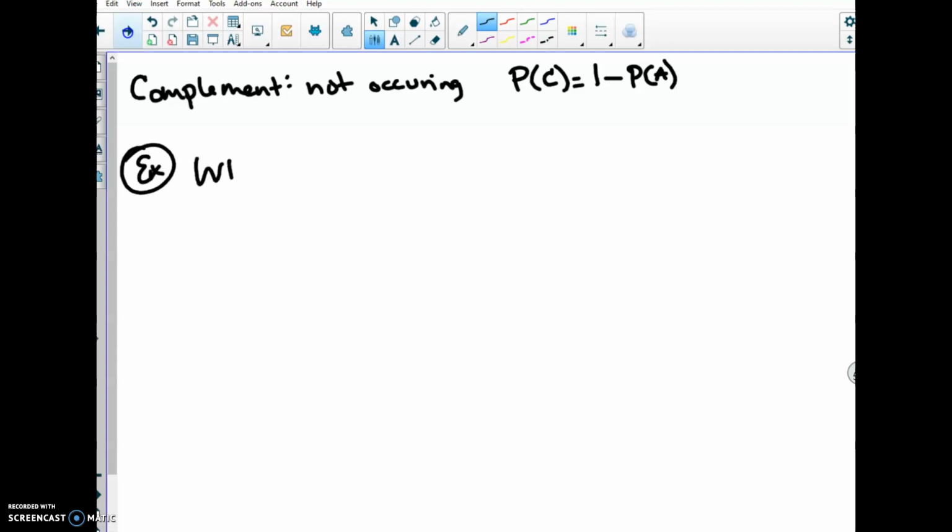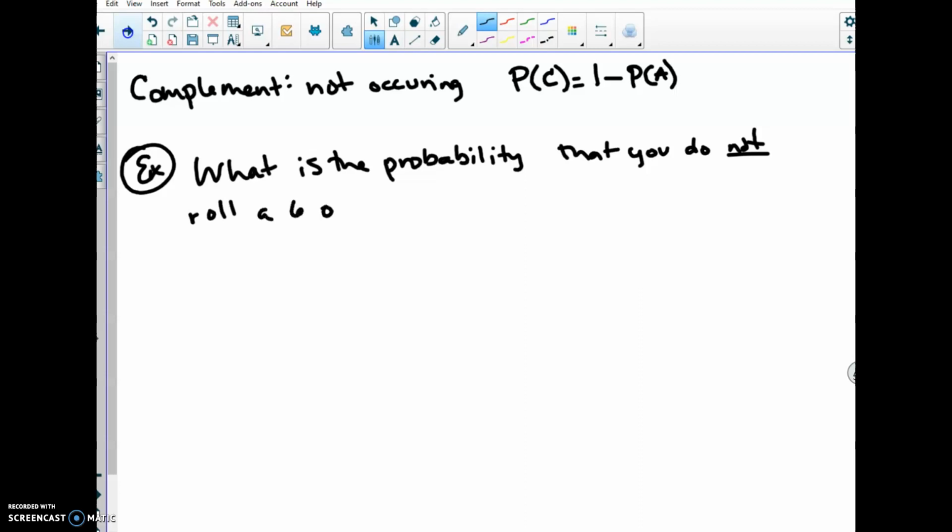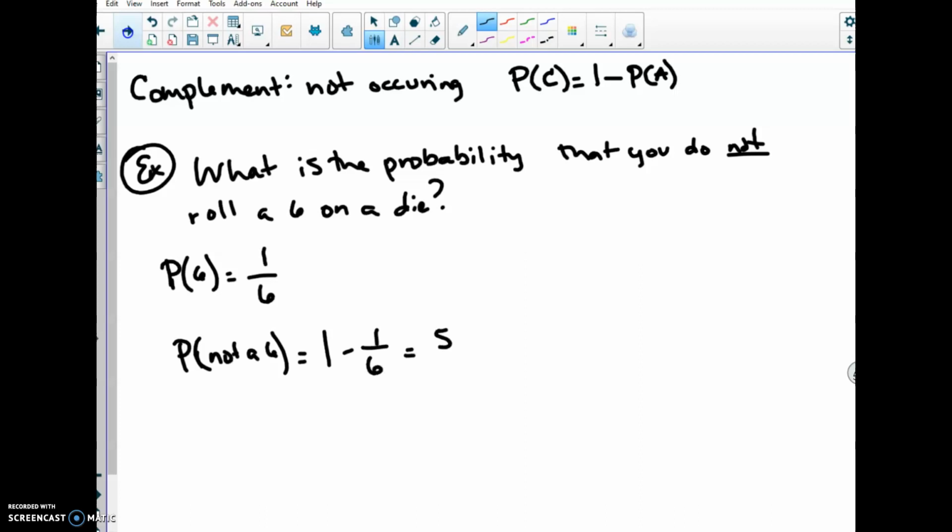So, what is the probability that you do not roll a 6 on a die. So I look at it, okay, what is the probability of actually rolling a 6? Probability of rolling a 6 is 1/6. So the probability of not, I shouldn't leave it as P of C, is going to be 1 minus 1/6, which gives us 5/6. So pretty self-explanatory on that situation.